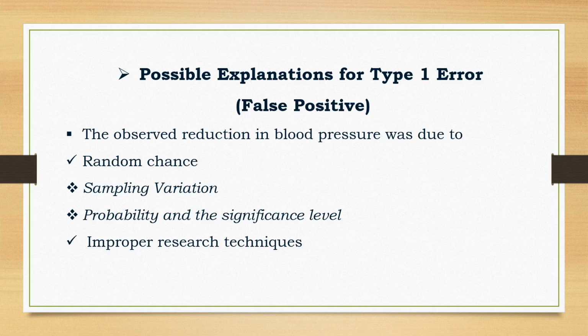Probability and the significance level. The likelihood of making type 1 error due to chance is usually determined by the pre-specified significance alpha level, and this is typically set at 5%. An alpha level of 5% means that even if the null hypothesis is true, there is still a 5% chance of obtaining results that are extreme enough to be considered statistically significant, leading to type 1 error, which is the rejection of a true null hypothesis.